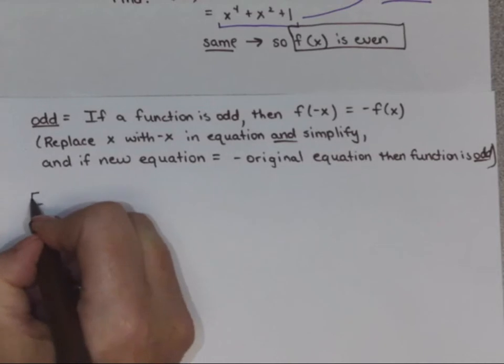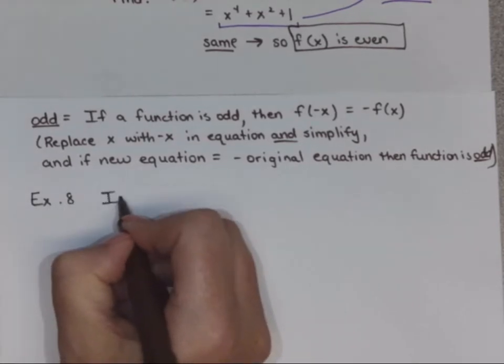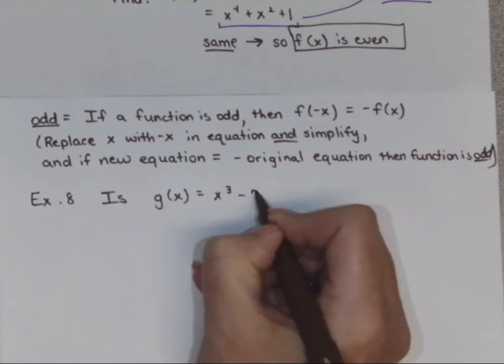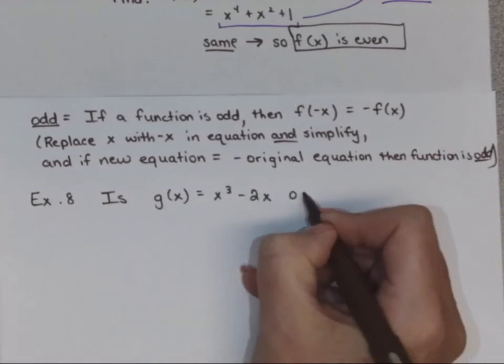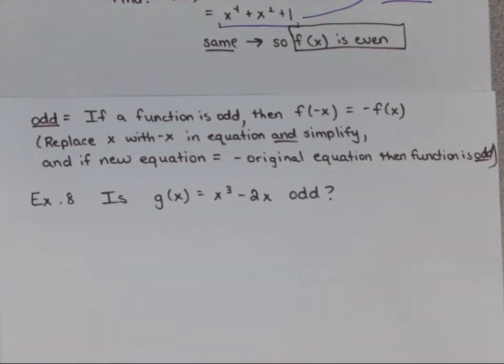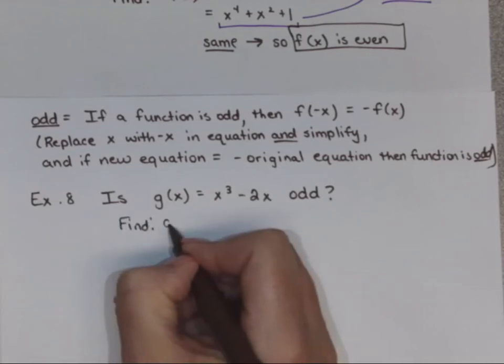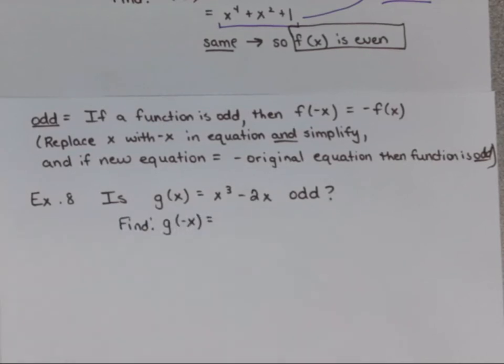All right, so let's do an example with odd. You need to be really, really careful about your signs on these because your signs are the gist of what we're doing here. So is g of x equal to x cubed minus 2x odd or not? Our process for showing this is, again, to find g of negative x. This will be a good practice of that function notation anyway.